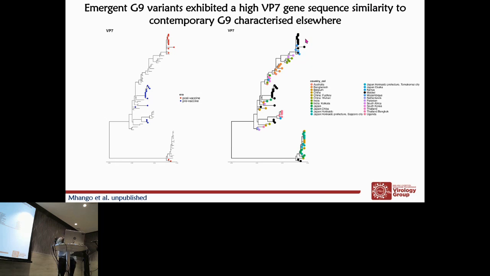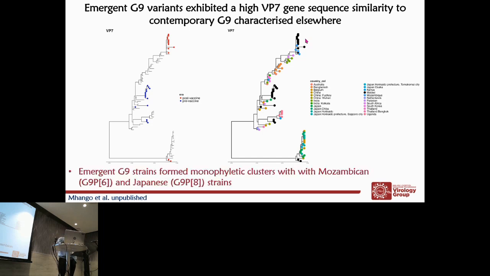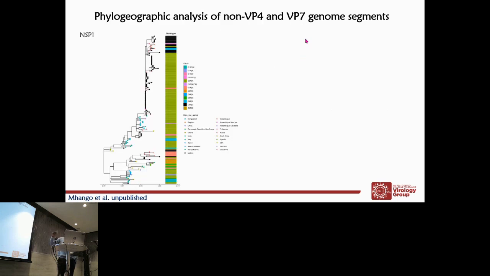And this is not new, because Mozambique is our neighbor, so we normally tend to have strains circulating that are similar within the two countries. But one thing that was really interesting was when we started looking at the other segments, like NSP1 and the rest of the segments that are not the outer capsid proteins. We noticed that the Malawian samples, even though they were clustering together with Mozambican samples, were also clustering together with some of the previously circulating Malawian strains that were already published.